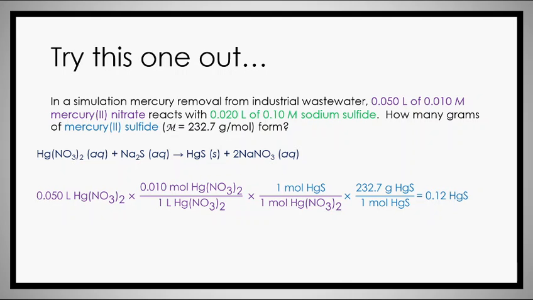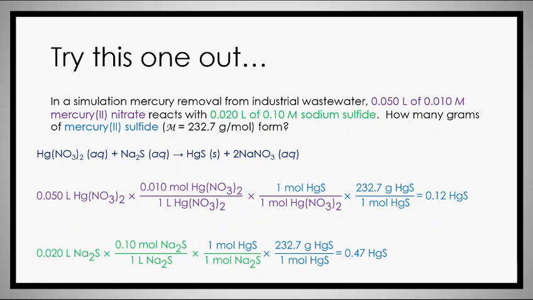Similarly, do the exact same thing with the sodium sulfide. We use our 0.20 liters and our 0.10 moles per liter to convert from volume of sodium sulfide into moles of sodium sulfide. Then a one-to-one relationship between our mercury sulfide and our sodium sulfide. And last but not least, convert our final moles of mercury sulfide into grams. Looking at these two values, you should be able to tell me that 0.12, sorry, I forgot my grams in there, 0.12 grams of mercury sulfide is the maximum amount of product that's ever going to be produced from the combination of these two.